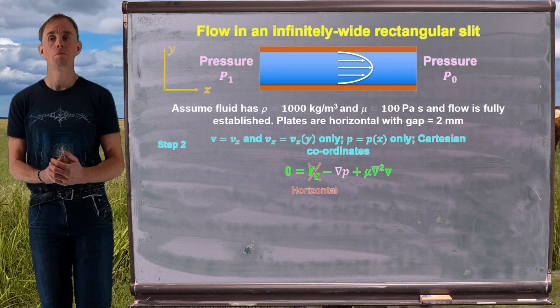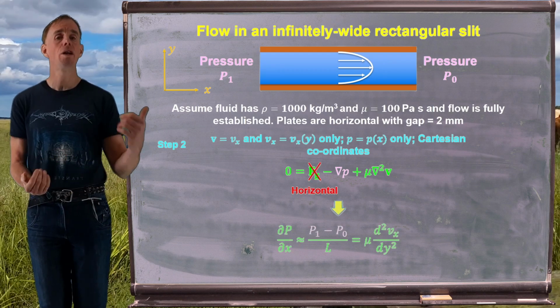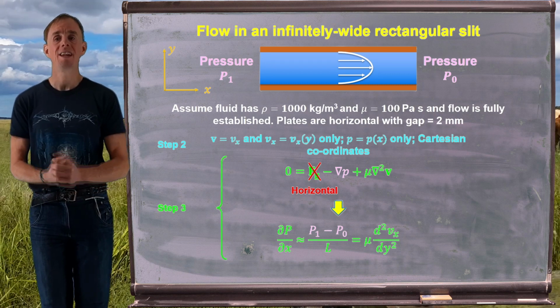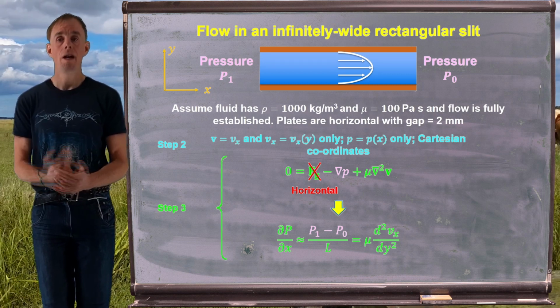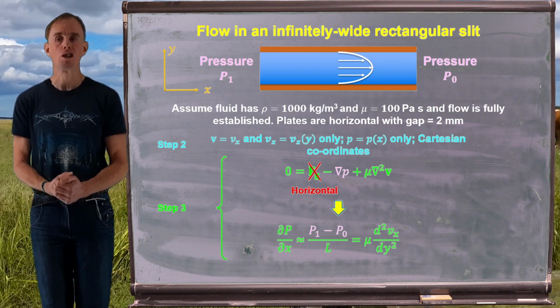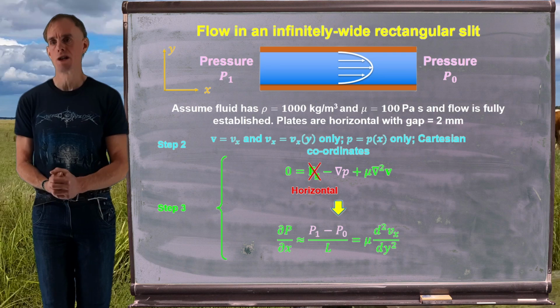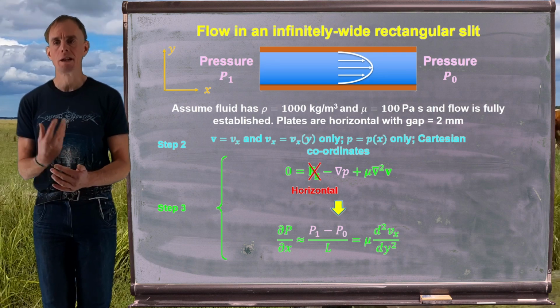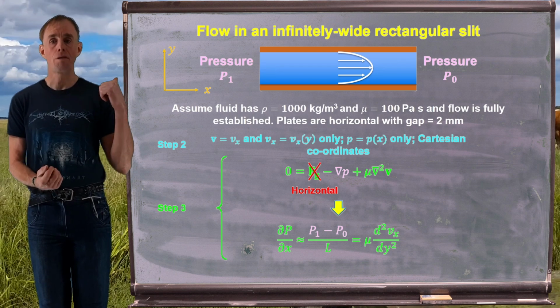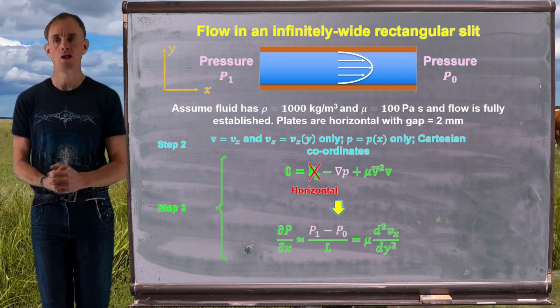So the first simplification we're going to say is, look, this flow is horizontal. The only velocity component that exists is in the x direction. If gravity were to be there and have influence on the flow, there would be flow in the y direction. There isn't any flow in the y direction. We can neglect gravity. We can neglect the body force term, which simply leaves us with pressure variation and velocity variation. Let's look at the pressure variation.